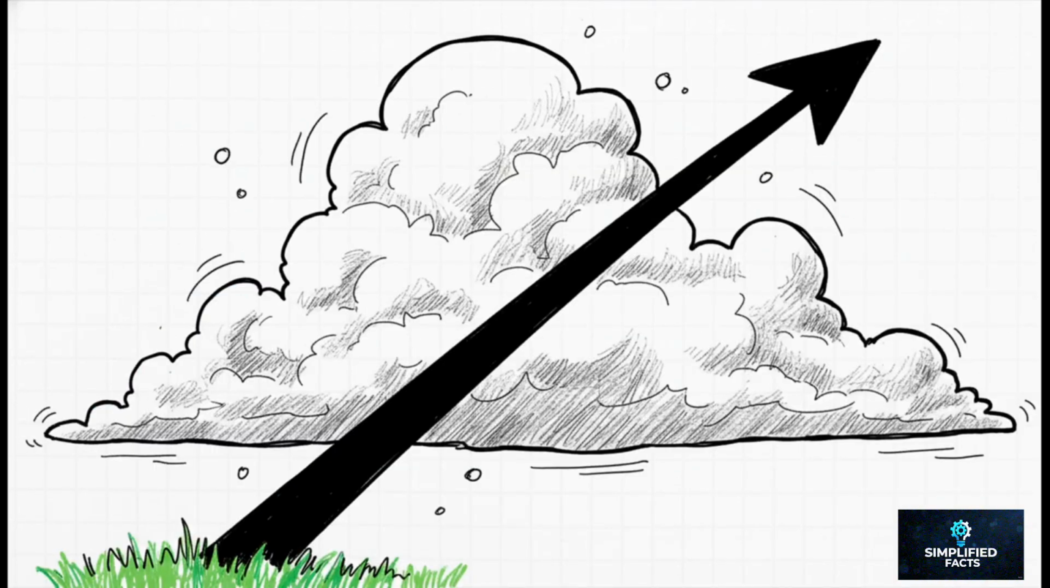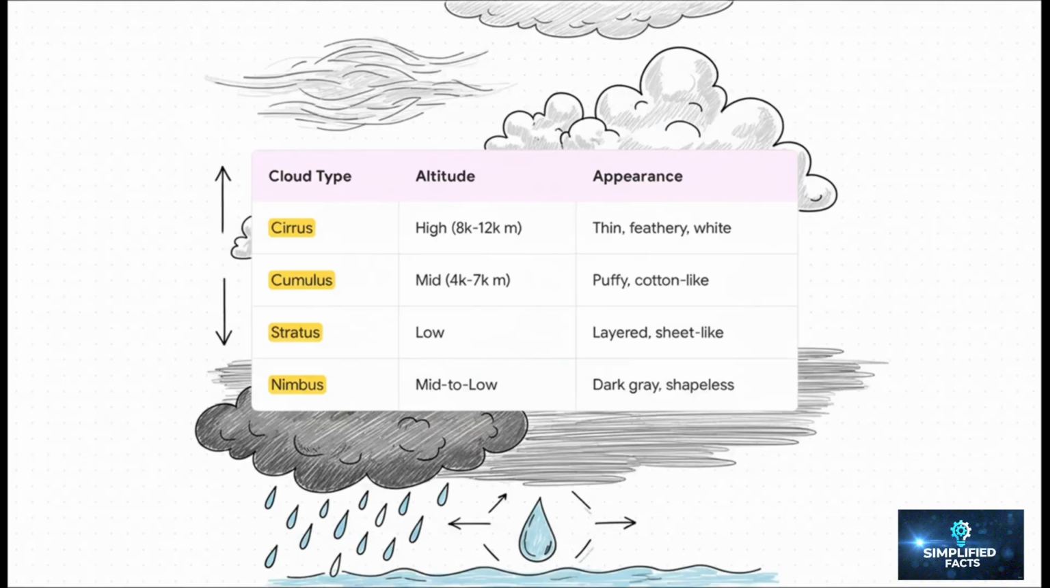Now, as cool as dew and fog are, the real action, the main event for our recipe for rain, happens thousands and thousands of feet up in the atmosphere. We are talking, of course, about clouds. And there are a few main types.